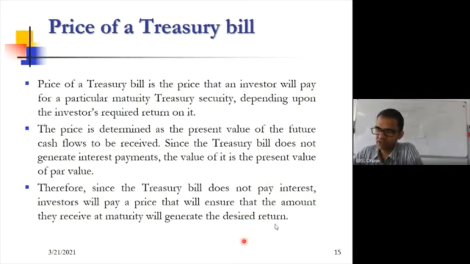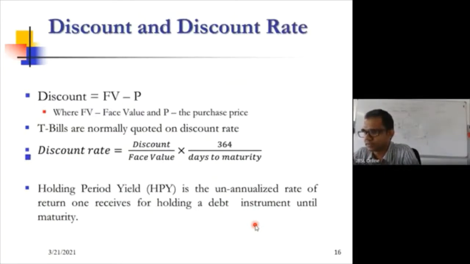So since there's no interest income, the difference between the price that you pay and what you get at the end is the income that you generate. So as an investor, you should make sure that provides you an adequate income.